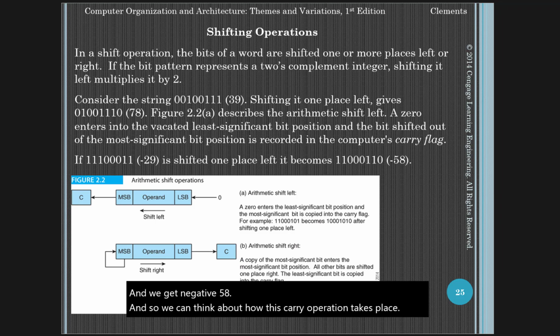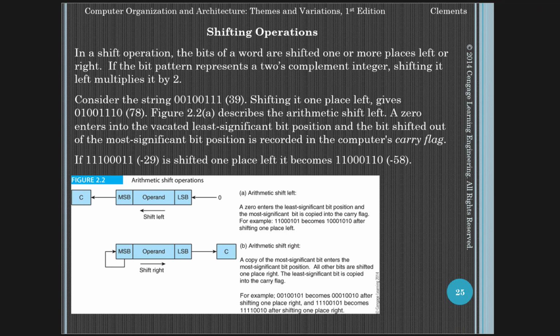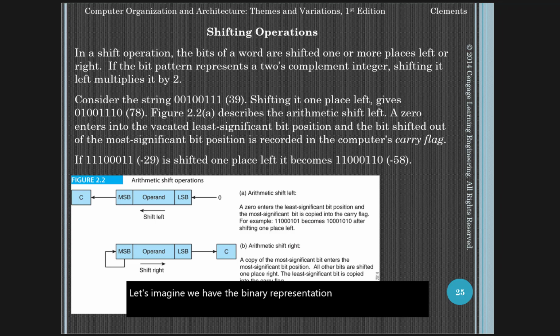Then let's talk about how we would shift a number to the right, because this is ultimately how we would divide. So we shift left to multiply, and we shift right to divide. Let's imagine we have the binary representation for 12, which would be 0, 0, 0, 0, 1, 1, 0, 0. If we shift that one place to the right, we would get 0, 0, 0, 0, 0, 1, 1, 0, which would be 6.